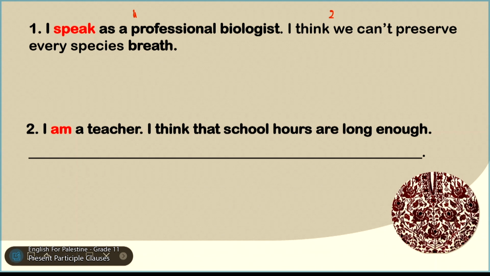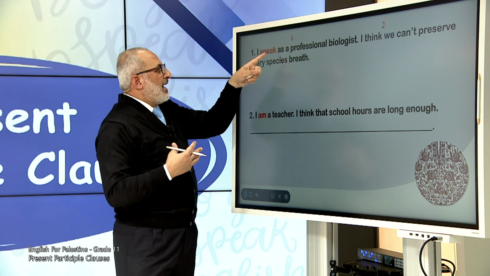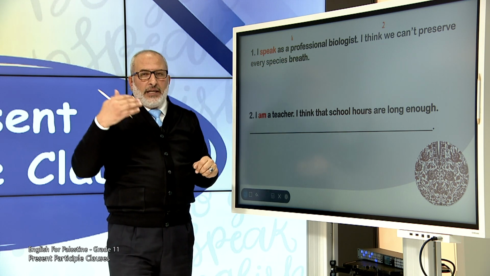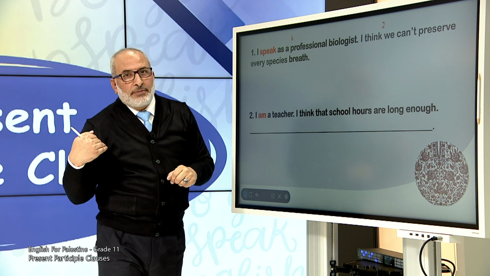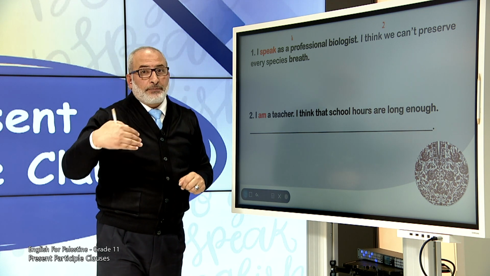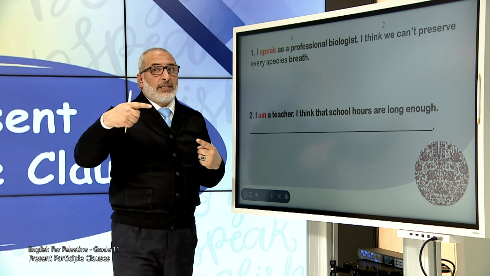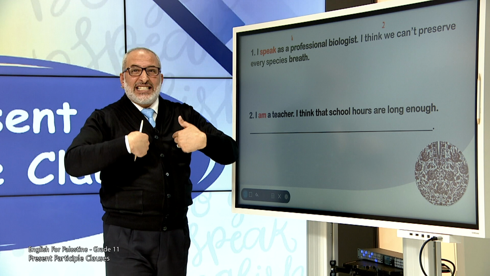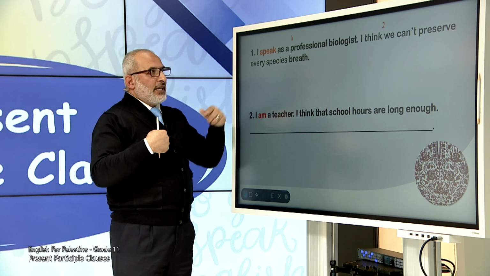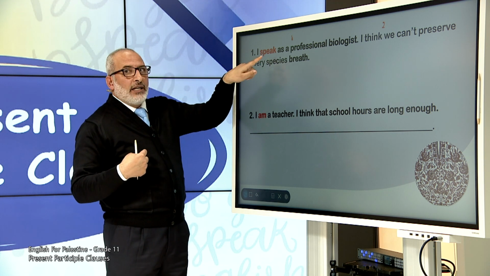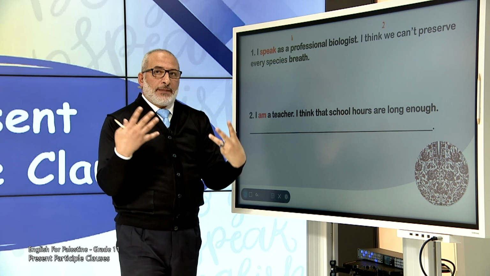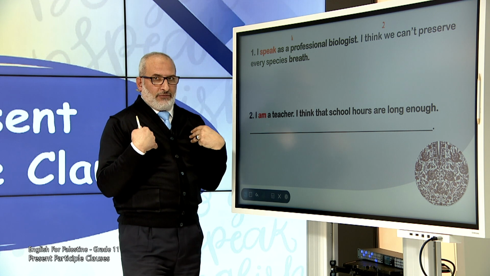This part is about my identity. What am I? Oh, I am a professional biologist. And do you remember, I told you previously that we use present participle clause to express my attitude, how I see the subject. So here we change this part, this sentence, which expresses my identity, right?